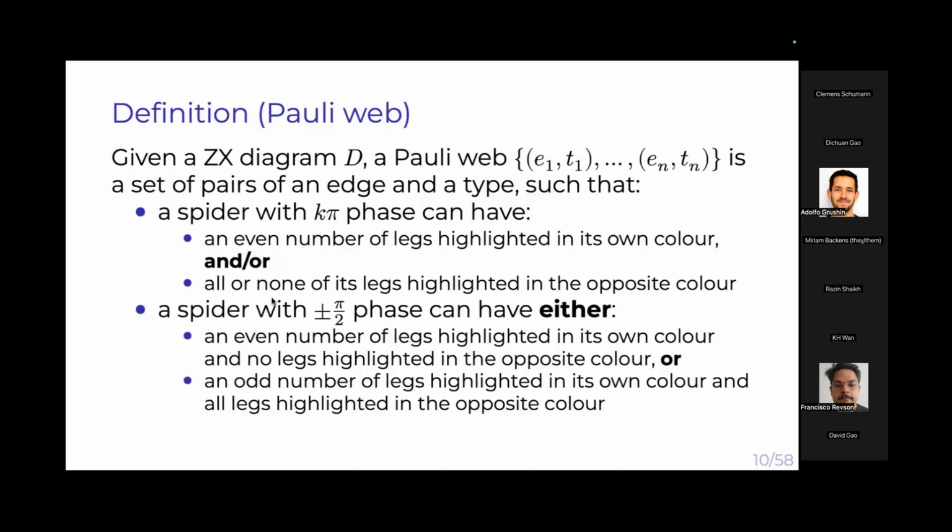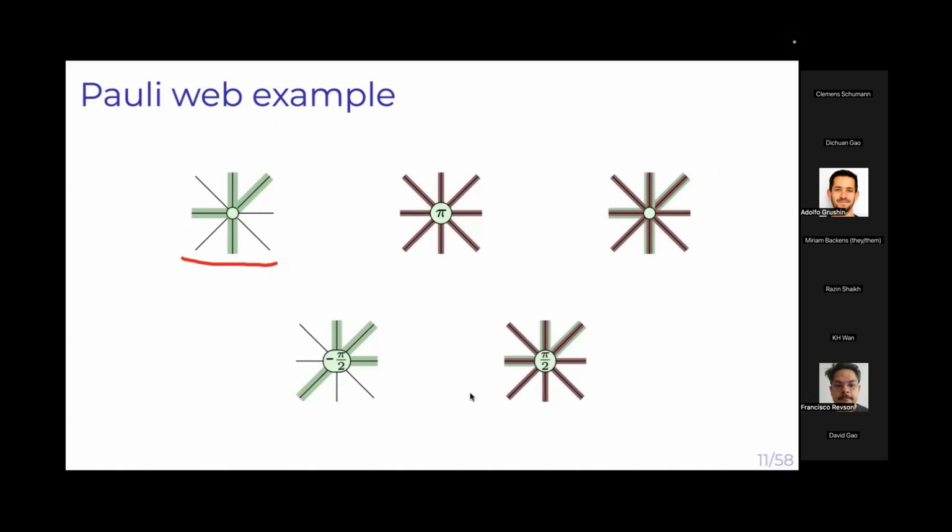And then secondly, we can have plus or minus pi over 2 phases, which can have strictly either an even number of its legs highlighted in its own color and no legs highlighted in the opposite color, or an odd number of legs highlighted in its own color and all legs highlighted in the opposite color. So back here, these are the two cases we can have. So either even number of legs in its own color or odd number of its legs in the opposite color with the opposite color highlighted in all the other edges.